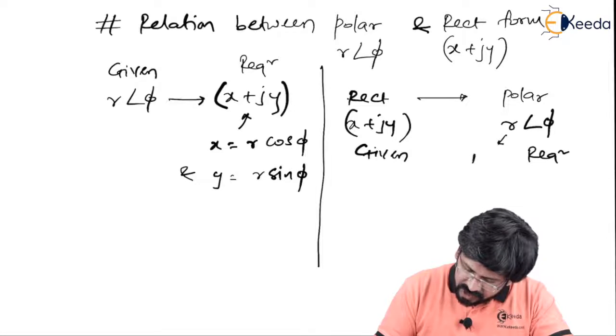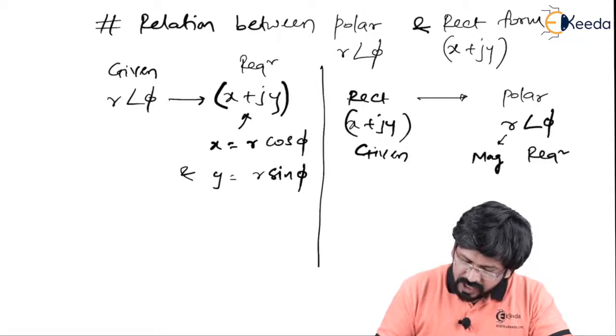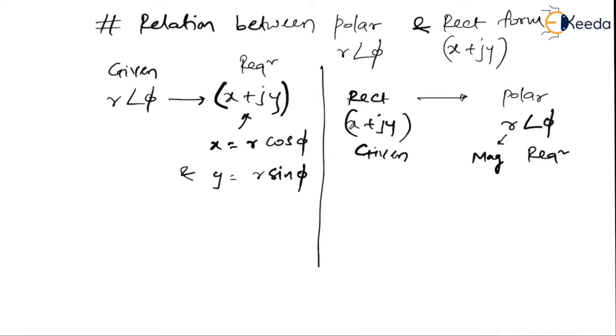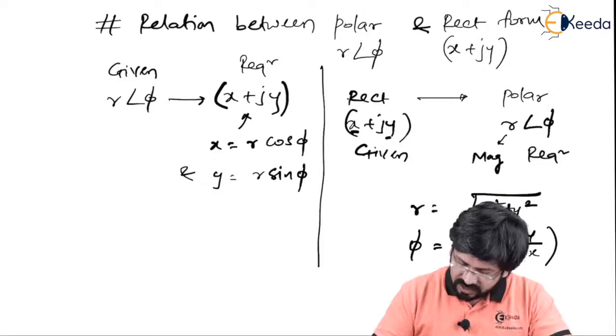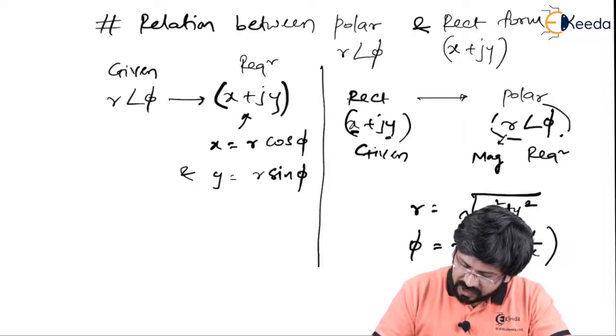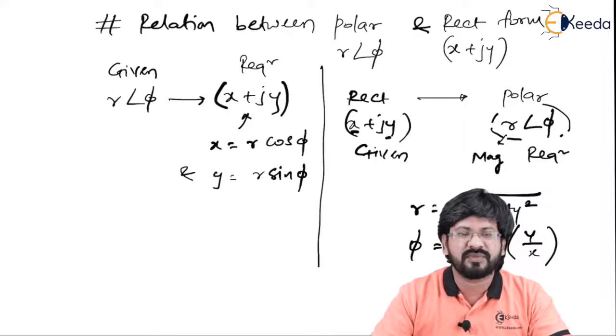You know the fact R is the magnitude. How to get the magnitude of the rectangular form? Very easy. R is the square root of x square plus y square, that is real part square plus imaginary part square. And how to get the phase? It's very simple. It is tan inverse of imaginary part upon real part. As you can see, imaginary is y, real is x, so it is simply y by x. Once you get r and phi, just substitute in this form, that is r at an angle of phase, and you get the polar form straight away.